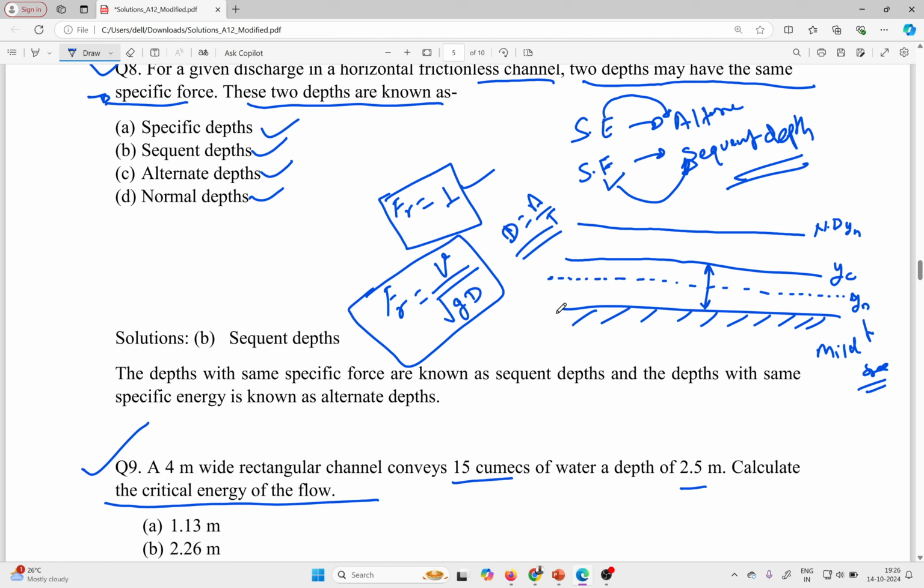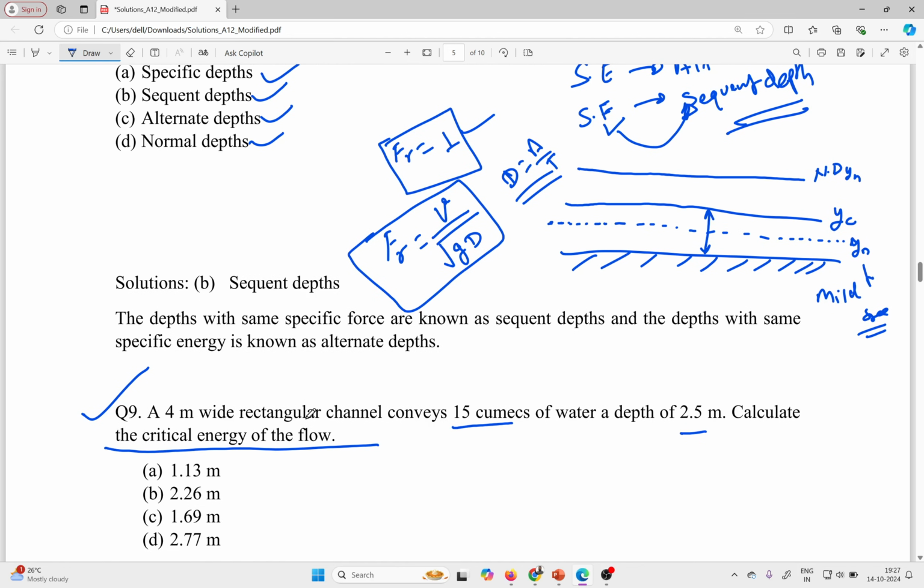So hope you got it. The critical depth has lots of characteristics at critical depth only. Okay, first you try to solve this question number 9. In question number 9 I will discuss that thing.